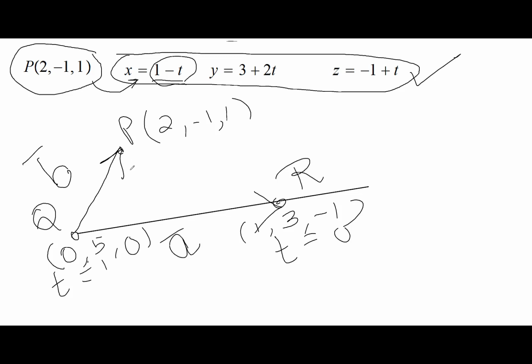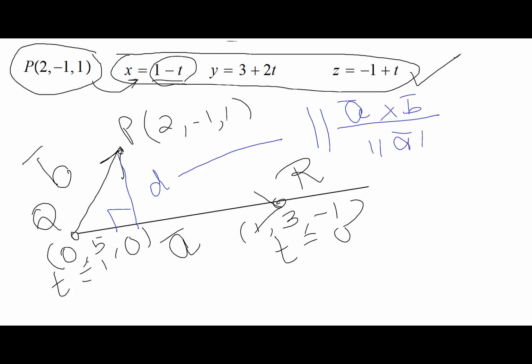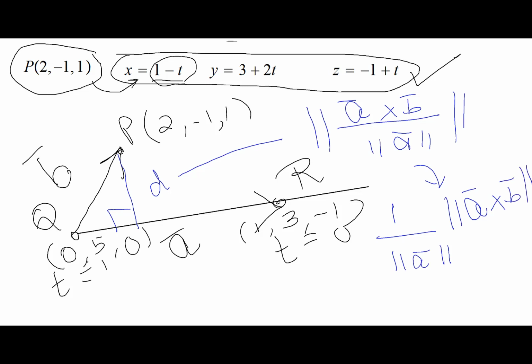So what we had seen is that the perpendicular distance that we want, let's call it D. Then you saw that D is going to be what? A cross B divided by the magnitude of A, or it can even be pulled out, and that is 1 over the magnitude of A times the magnitude of A cross B, right?